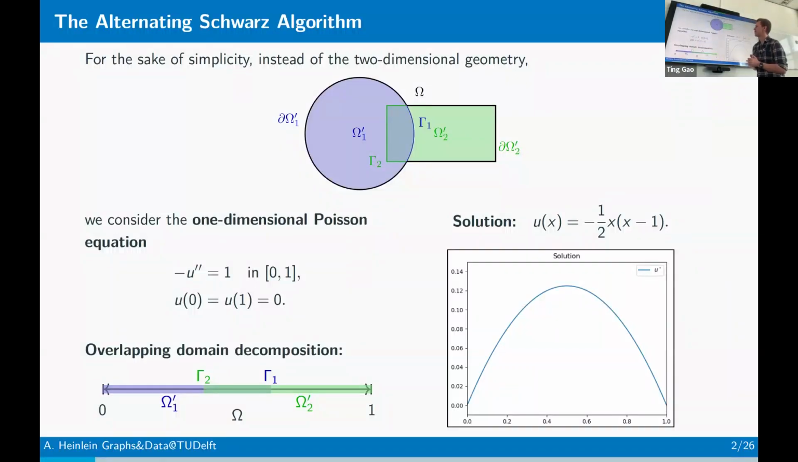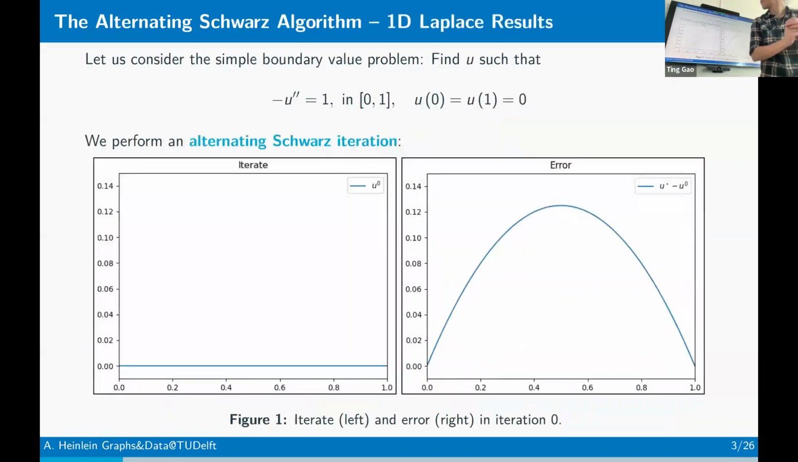And I solve a Laplace equation, so minus second derivative is equal to 1. And the solution looks like this. Very simple. And the cool thing about this is that now I can do everything really analytically. So I show you what happens if you use this algorithm. I start with an initial guess of 0. And I would like to go to the solution, but my error at the beginning is the solution because I start with 0.